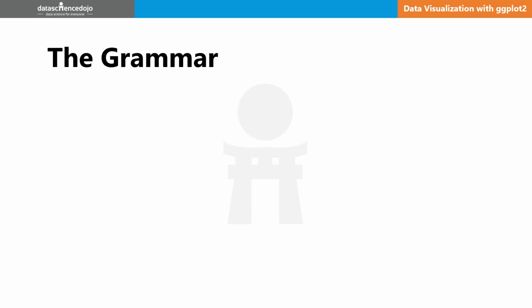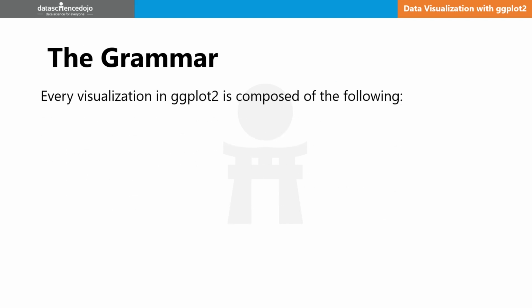Okay, so let's discuss a little bit about the grammar here. Every visualization in ggplot2 is comprised of a few things. There are about 6 aspects to it. The first one is data, which is the raw material for your visualization. It makes total sense. You have to have your data for visualization. So no data, no visualization. You don't really have any visualization if you don't have data.